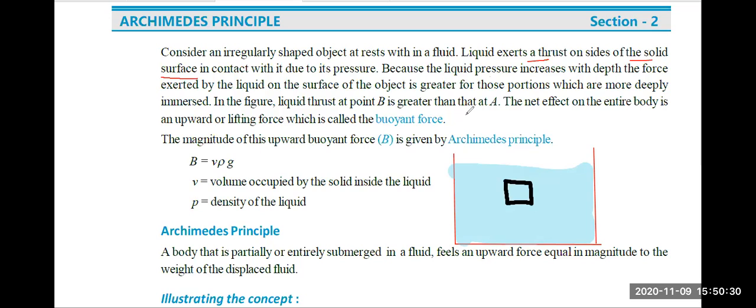Now tell me, this is point A, this is point B. Will the pressure at point A be equal to the pressure at point B? Think about it. Yes or no? Obviously no, right? It is not equal. So what can I say about the pressure at A and B? Can I say that the pressure at B is greater than the pressure at A? Yes or no?